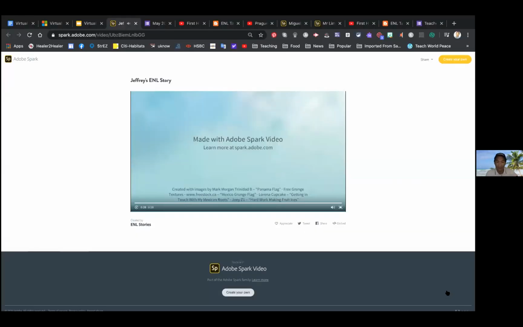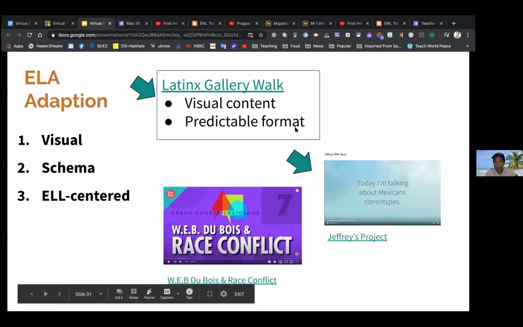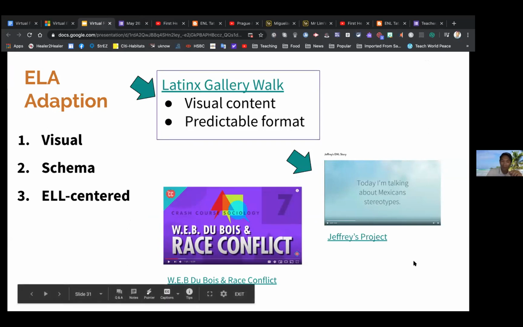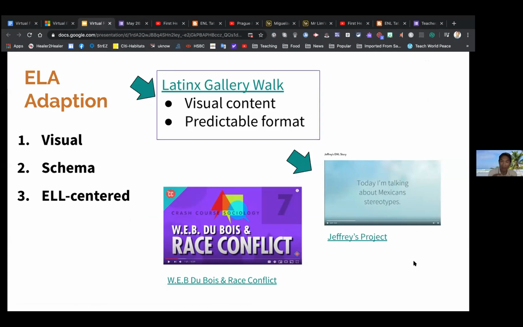Okay, again, quite short. That was his capability. But he got the point, looking at stereotypes from a different lens. So be sure you have a lot of visuals for those who are starting and background building as much as you can, and have these projects centered for their culture.